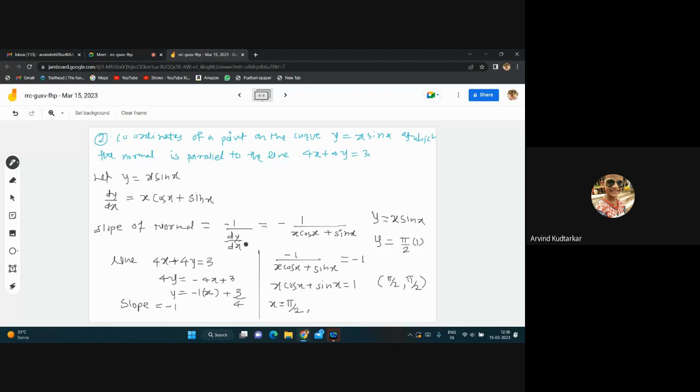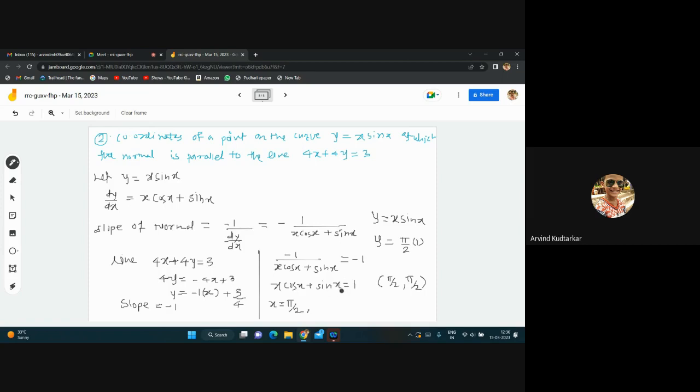And when the normal is parallel to the line, the slope of the line is -1. It is nothing but the slope of the line. If the slope of the line is -1, and the slope of normal is -1 by (x cos x plus sin x). So normal and line are parallel, which means their slopes will be equal. So -1 by (x cos x plus sin x) is -1.